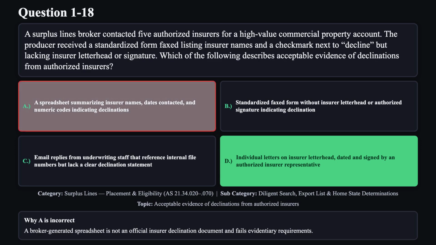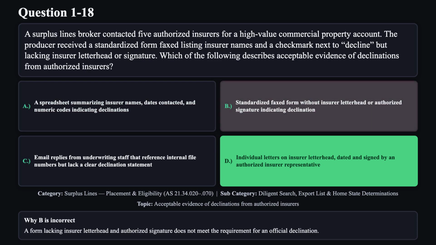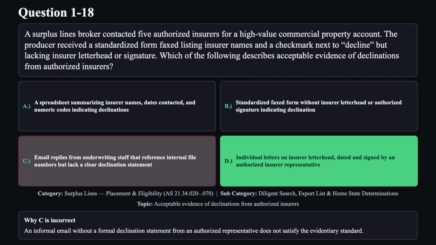Reason A is not correct. A broker-generated spreadsheet is not an official insurer declination document and fails evidentiary requirements. Reason B is not correct. A form lacking insurer letterhead and authorized signature does not meet the requirement for an official declination. Reason C is not correct. An informal email without a formal declination statement from an authorized representative does not satisfy the evidentiary standard.